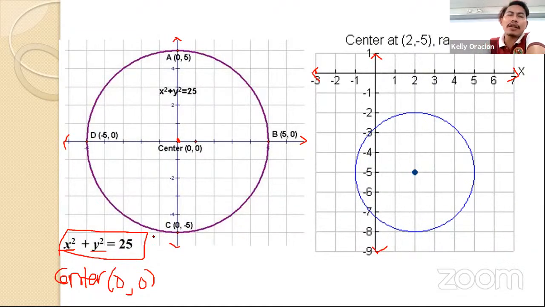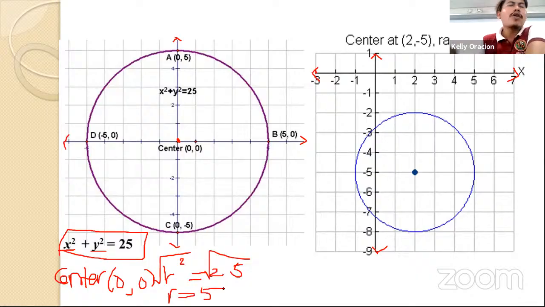Now, how about the 25? To get the radius, r squared is equal to 25. Then extract the square root, so r is 5. That means the square root of 25, the answer is 5. So your radius is 5.